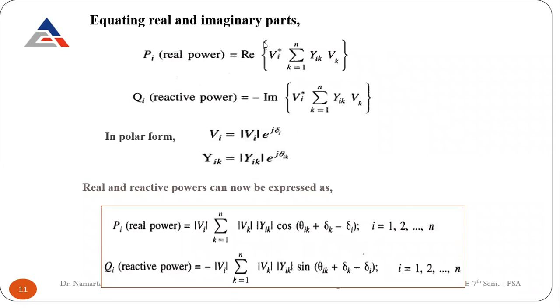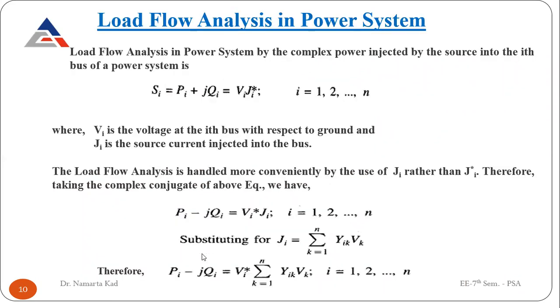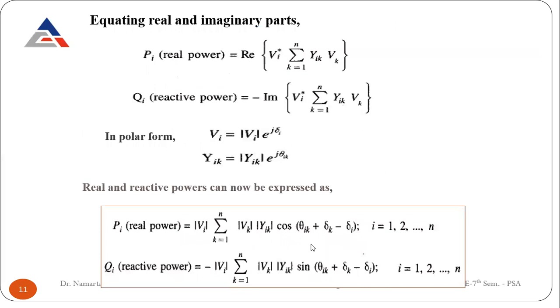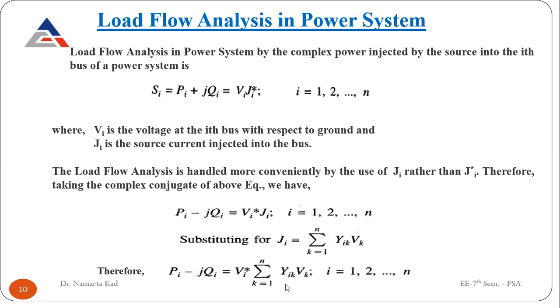Now equating real and imaginary parts. As seen from this equation, the next step is to equate the real and imaginary parts on both sides. On this side, the real part is PI, the imaginary part is QI. So the real part is PI, the real power, and it is equal to the real part of this.